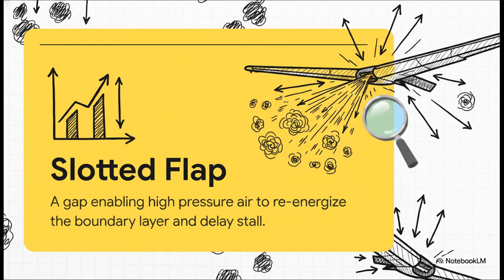See, when a standard flap hinges down really steeply, the air flowing over the top tends to detach. It gets turbulent, you lose lift, and you stall. A slotted flap fixes this by leaving a perfectly calculated gap, or a slot, right between the wing and the flap. That gap acts like a high-speed nozzle. It takes high-pressure air from underneath the wing and shoots it right over the top of the flap. That fresh blast of air re-energizes the boundary layer, keeps the airflow hugging the flap cleanly, and drastically delays a dangerous stall. It's an absolute masterpiece of fluid dynamics.